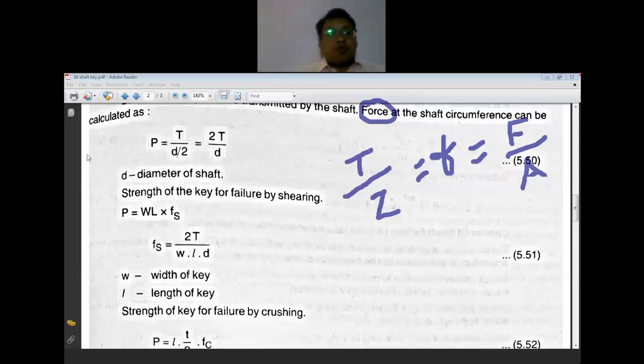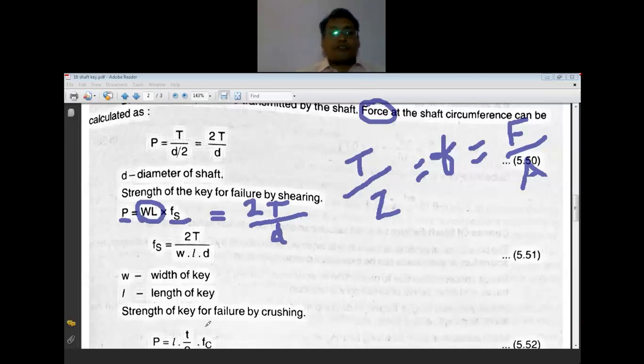So this applied force P will be associated with the area WL into the stress. The same formula: stress is equal to force per unit area. Here the force is P, WL is the area and Fs is the stress. So I can equate this load, which is equal to 2T upon D, and from this calculate the value of Fs, which will be 2T upon WLD.